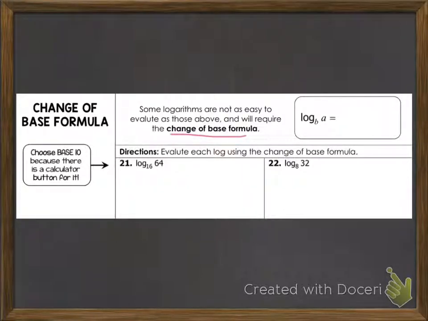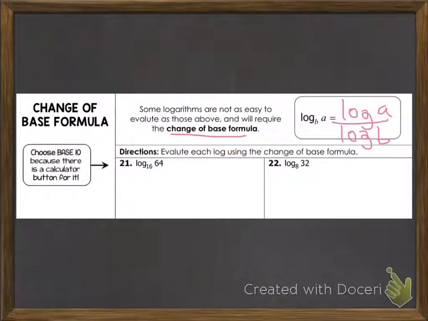When you have log base b of a, the change of base formula would be log of a divided by the log of b. So log a divided by log b. Let's do some examples. We're going to evaluate each of the logs using the change of base formula.